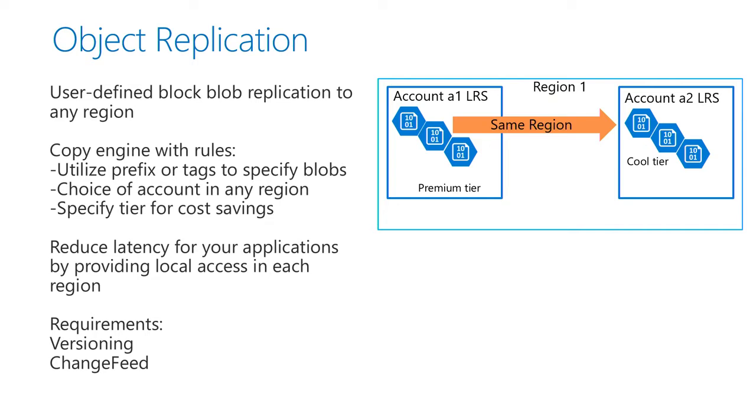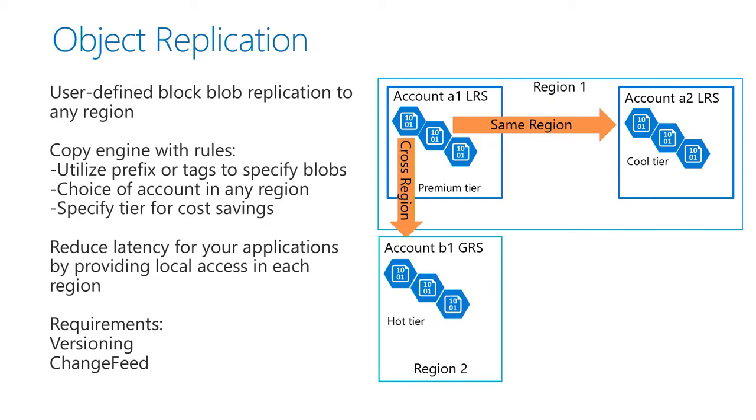So let's say your application now is a global application. It really blew up in India. So I want to replicate my data to a secondary region in India. I can also set up another policy to do a cross-region replication to a hot GRS account.